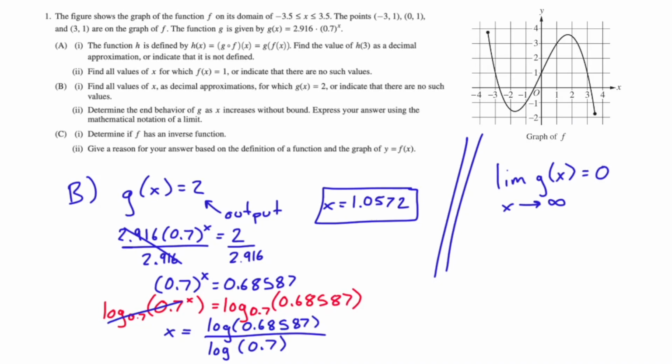And if you know enough about exponential functions, you might even know that without looking at the graph. Since 0.7 is less than 1, this is exponential decay, or the graph is decreasing to the right. So if you start with 2.916 and repeatedly multiply by 0.7, you'll eventually get closer and closer to 0.